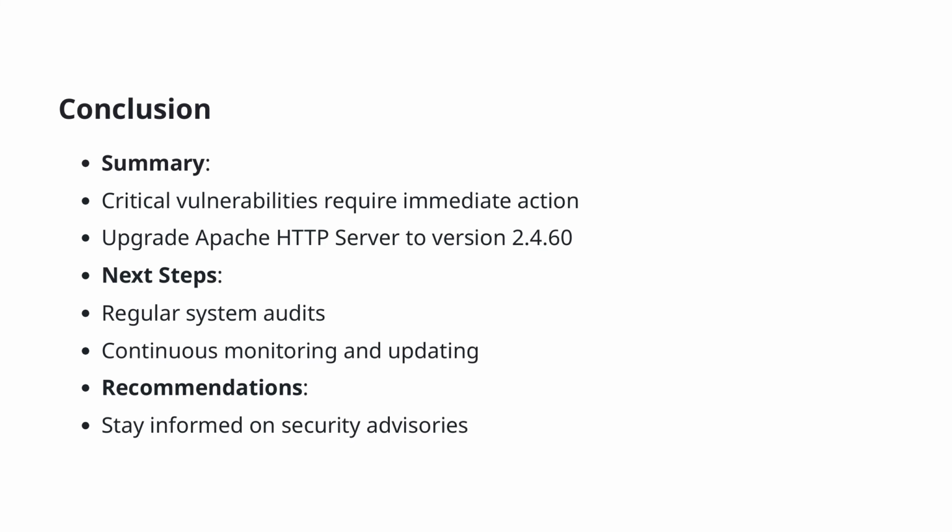In conclusion, addressing critical vulnerabilities should be a top priority. Ensuring that you upgrade your Apache HTTP server to at least version 2.4.60 is essential. Moving forward, it's crucial to conduct regular system audits and maintain continuous monitoring and updating practices. Lastly, we recommend staying informed about the latest security advisories to proactively manage and mitigate potential risks.